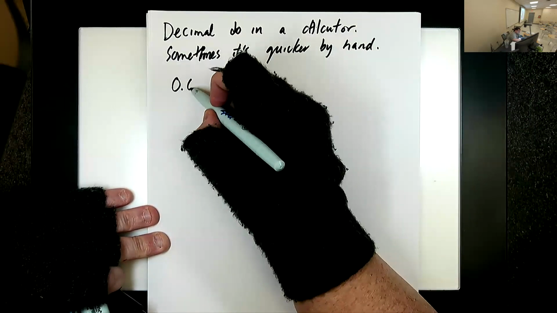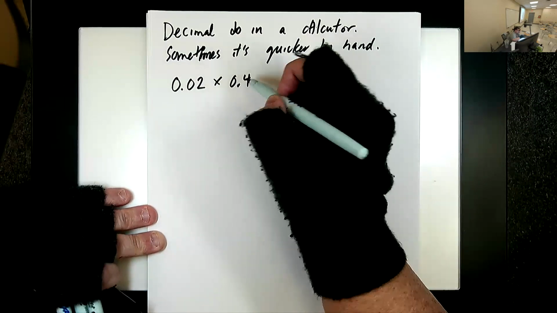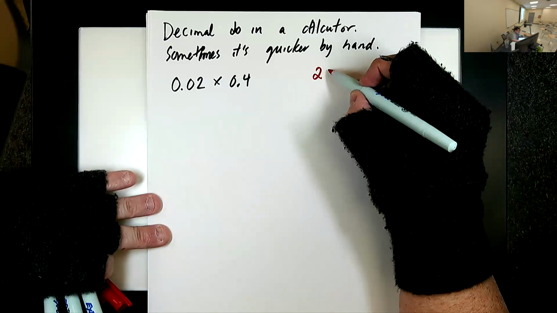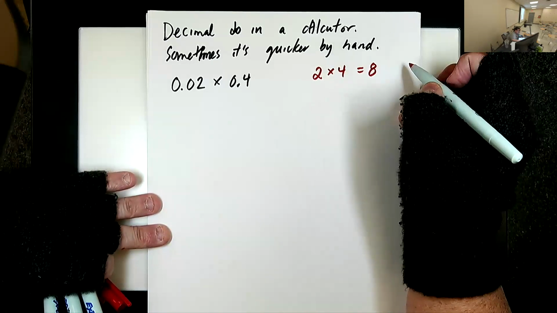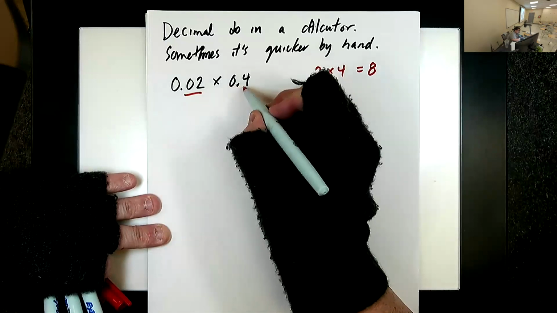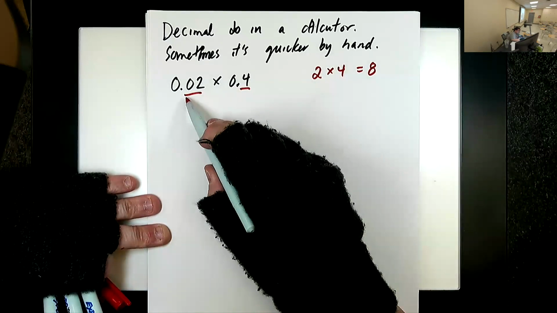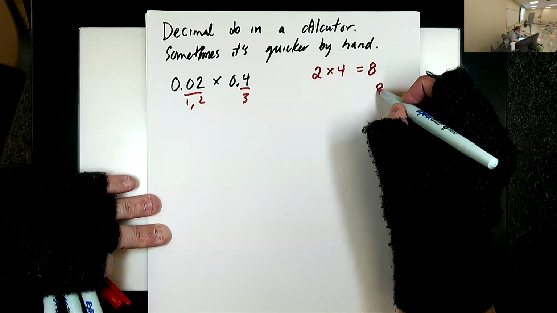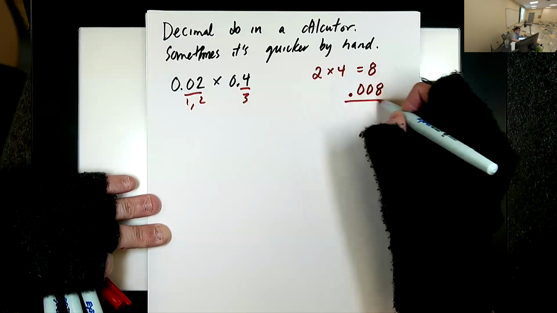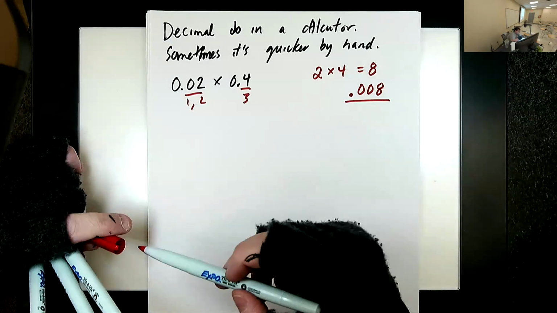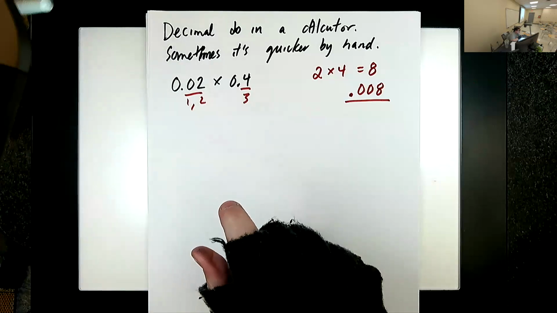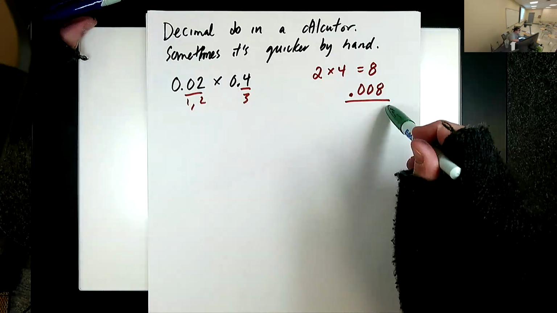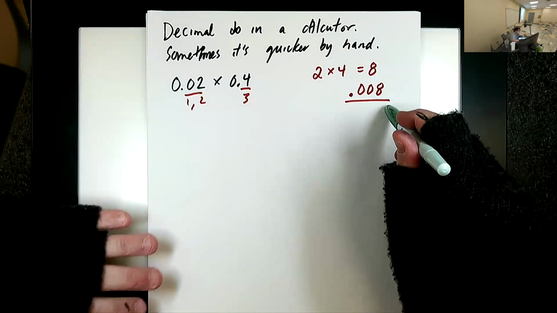Like if I want to do 0.02 times 0.4, the way you do it is you multiply the two numbers. 2 times 4 is 8. And then you count the number of decimal places. I've got 1, 2, 3 decimal places total. I need 3 decimal places total in my answer. In fact, doing this right away gets you to the answer this way.